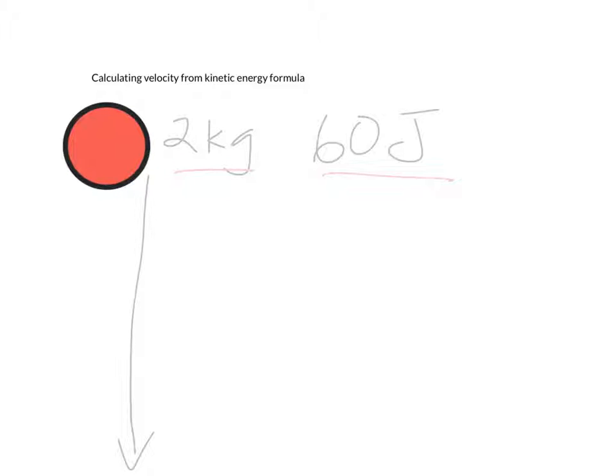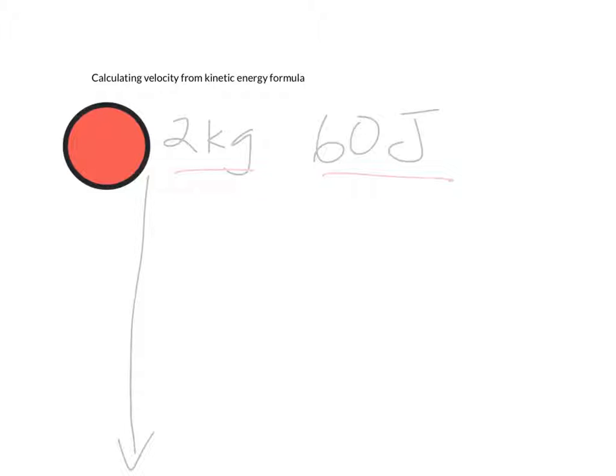So now imagine we have a ball falling to the ground. We know its mass, this is our 2 kg ball, and we know its energy in joules. So let's say it had 60 joules of energy before it hit the ground. Now the question is, at what speed did it hit the ground? So we're only given a mass and a value for energy.